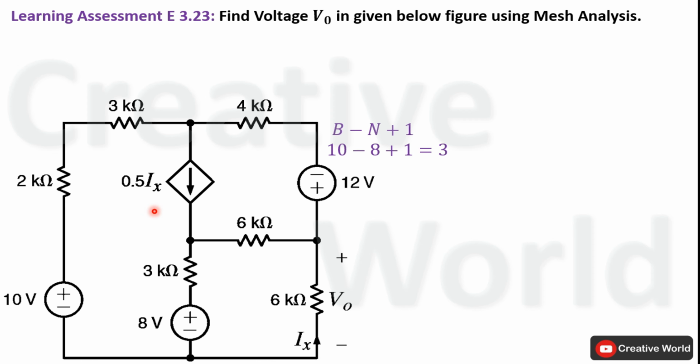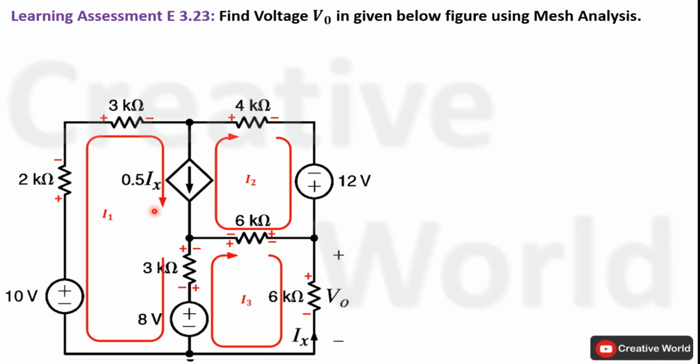Now we have to make 3 meshes inside this network and assume currents inside those meshes along with their directions. These 3 meshes are formed inside this network and the directions of currents are in clockwise direction. According to the directions of current, polarity notation across resistive elements are marked. Before we move further, we have to focus on this element of the network. This is a dependent current source and this current source exists between 2 meshes.